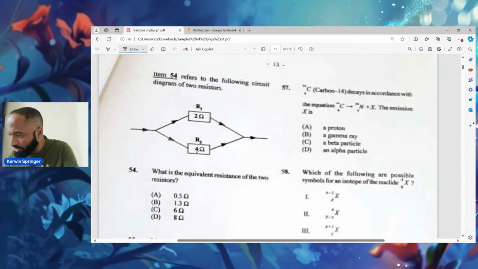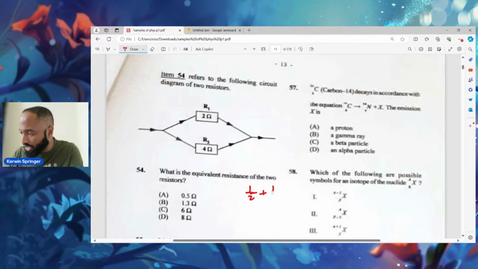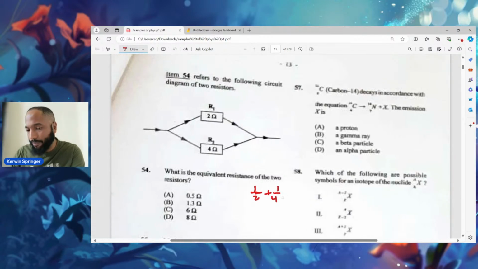Which is the equivalent resistance of the two resistors? So it is 1/2 plus a quarter, and then you need to reciprocate. So 3/4 reciprocated. This is 4/3. So this is B. B is the closest answer. It's actually 1 1/3, but 1.3. Look, it will always be less than any of the resistors. So 6 and 8 are out.